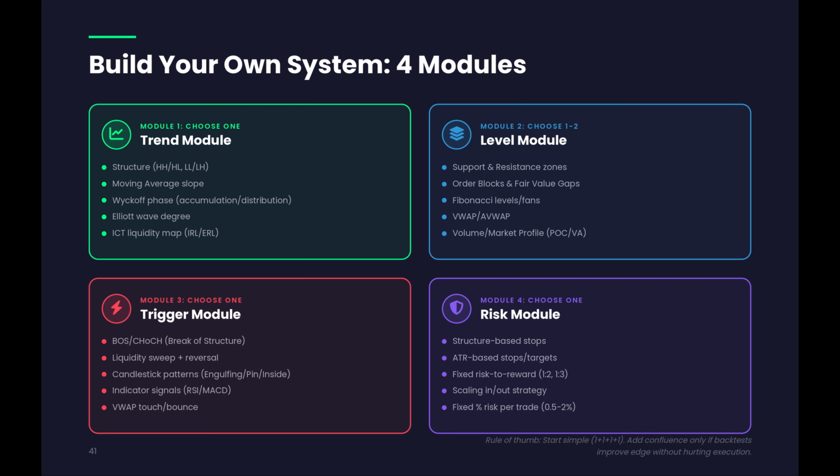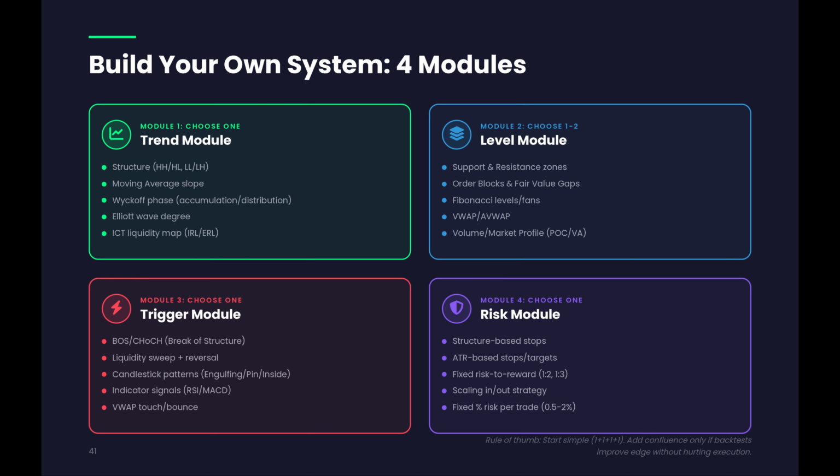Simple, systematic, data-driven. Let's start with Module 1, the Trend module, shown here in green. This module answers the fundamental question, what's the overall direction or phase of this market? Your options include market structure analysis. Are we making higher highs and higher lows for bullish, or lower lows and lower highs for bearish?